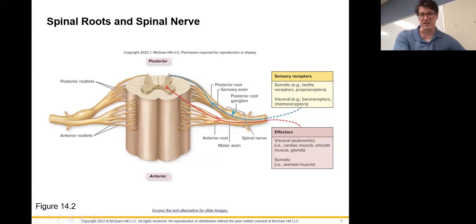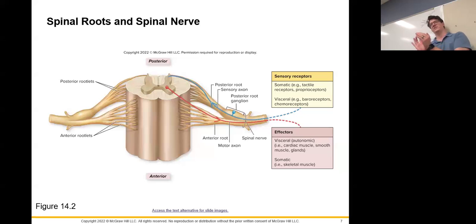Now, importantly here, the spinal nerves themselves are going to be mixed nerves. These are going to be both sensory nerves and motor nerves, all in the same bundle. Okay, the roots are not. The roots are not mixed. The anterior root is motor nerves.